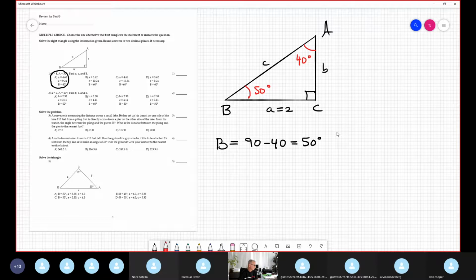Complementary. This only happens when it's a right triangle. Okay, so now, according to this information, we need to find B. I need to find C.